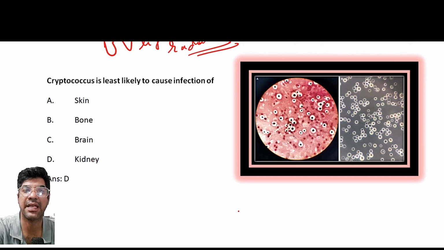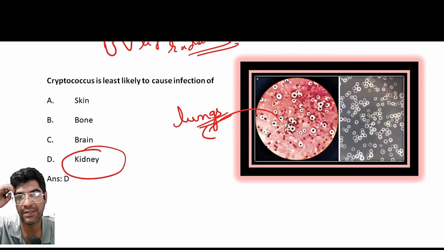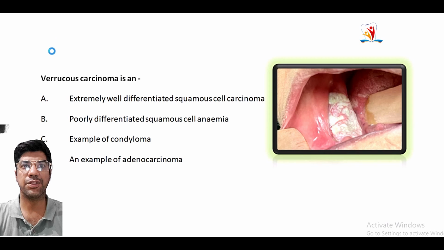Cryptococcus is least likely to cause infection in the kidney. It is primarily acquired by the inhalation of fungus into the lungs. It can spread into various organs like brain, skin and bone, and renal involvement can occur in severe cases. It is less common than involvement of other organs like the brain. So moving to the next question.